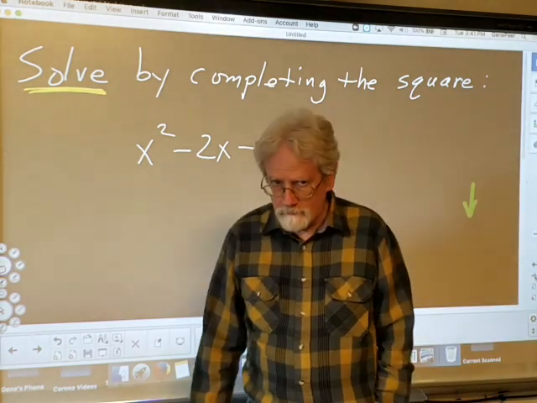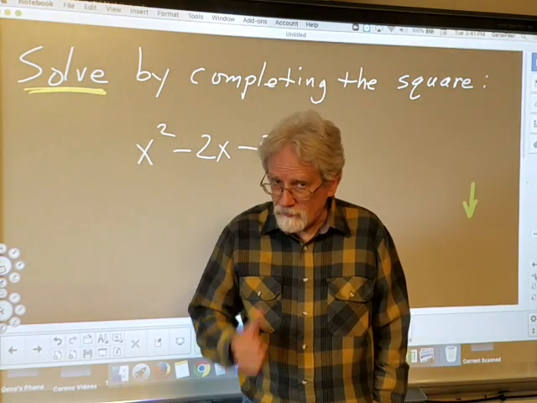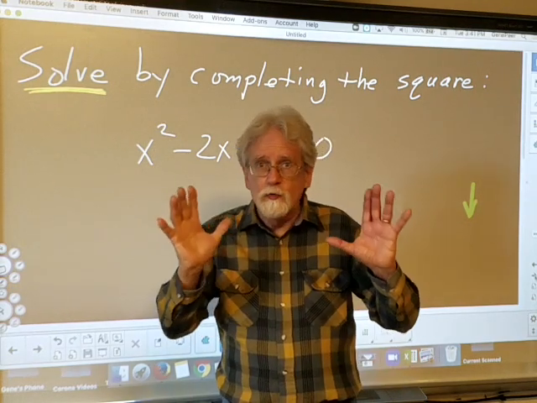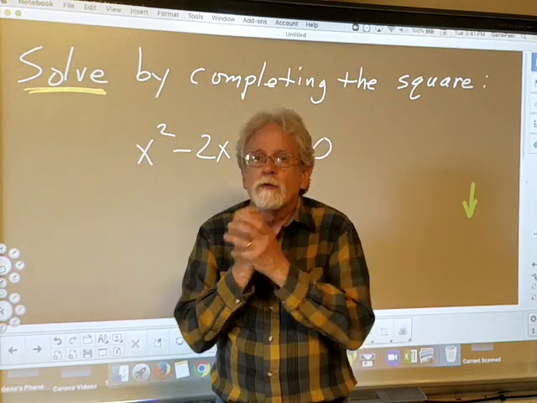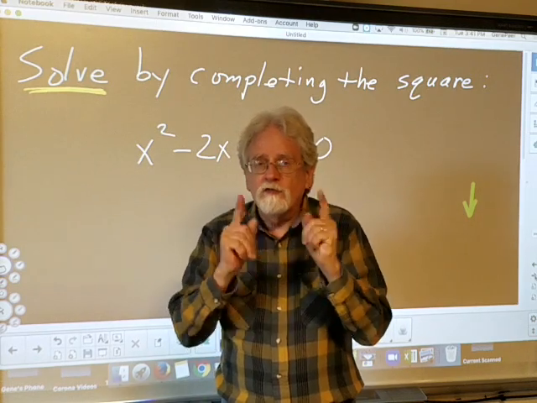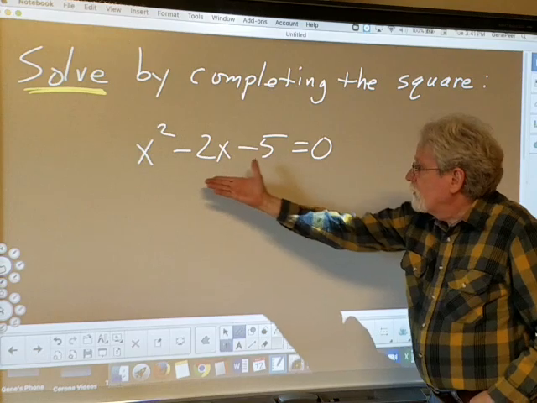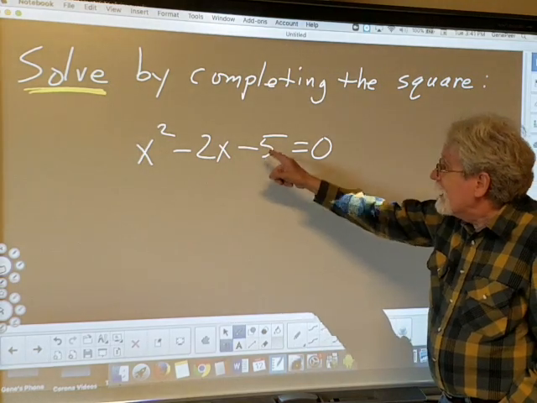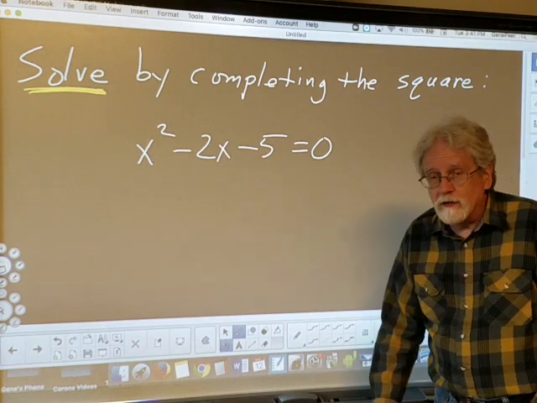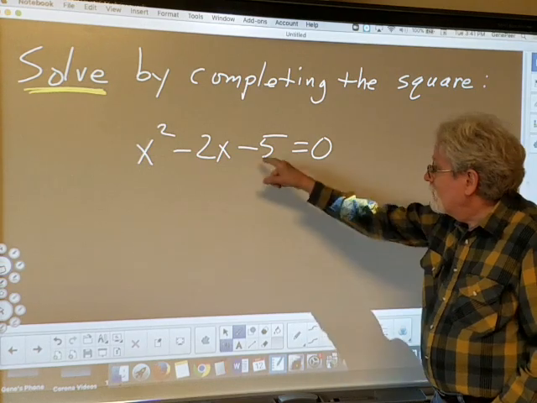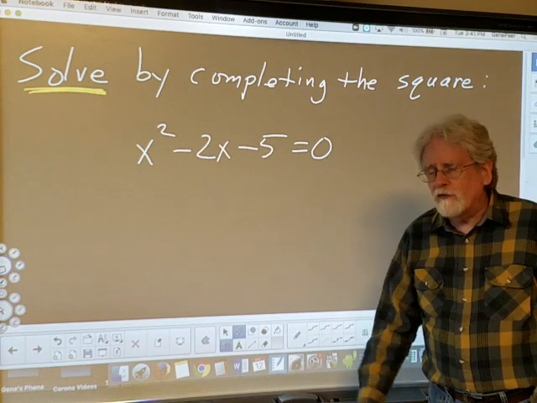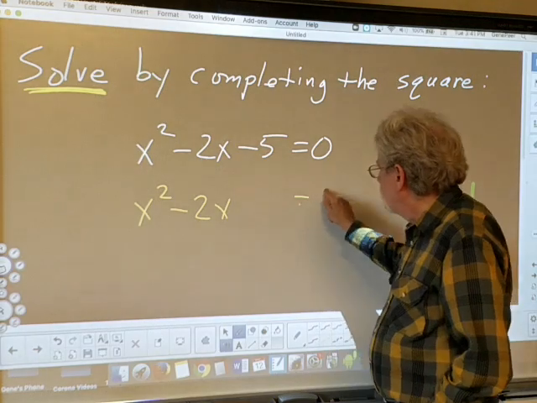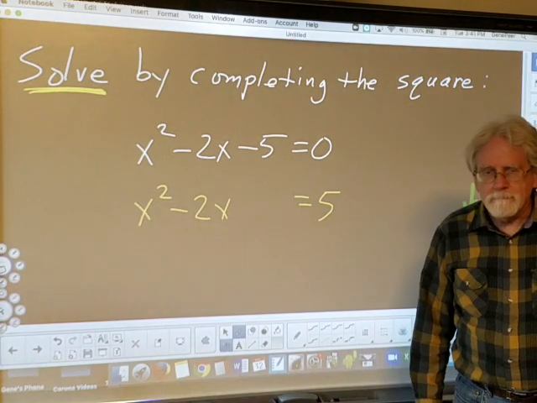Here's your procedure. This is the big deal for the day, so tune in carefully here. Step 1. Is this a perfect trinomial square? Well, no. That negative 5 especially is not a square. So step 1, get that negative 5 out of there. It's bothering us. It's in the way. Let's add 5 to both sides. There. It's out of our way.